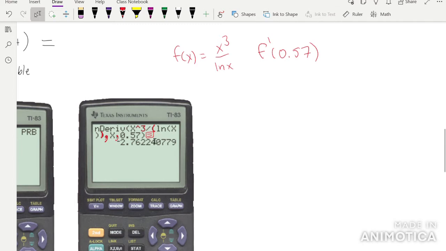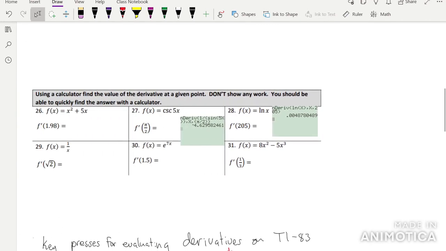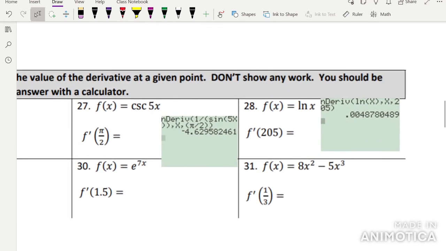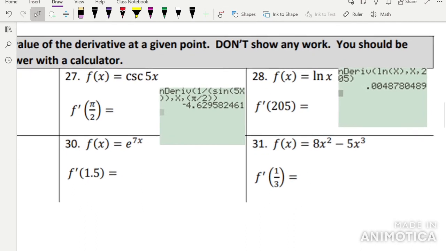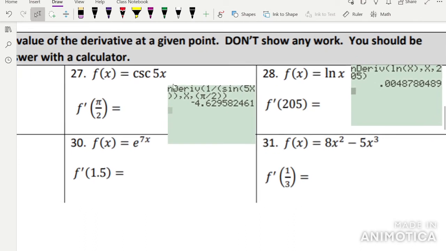So I'm going to show you a couple other ones up here. For questions 27 and 28, if you have access to the emulator, you can actually screen grab. So here, cosecant of 5x. We don't have a cosecant button directly, so one thing you can do is remember that cosecant of x is equal to 1 over sine x. So in this case, cosecant of 5x is going to be 1 over sine 5x. So I've already done my math.